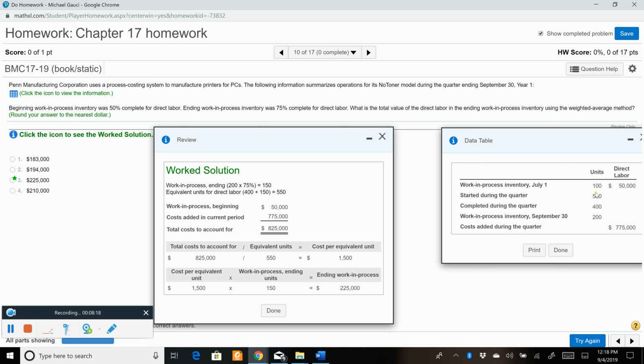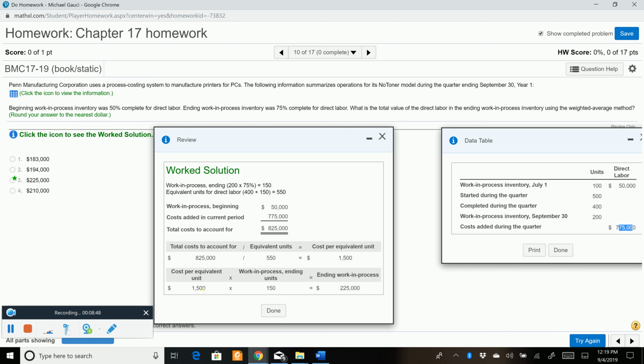And what are our total costs to account for? Well, $50,000 associated with the beginning WIP, plus $775,000 of costs added during the period. That's a total of $825,000. Those are the total costs to account for. We will then divide it by the equivalent units for direct labor, which we calculated at 550. That gives us our cost per equivalent unit of $1,500.